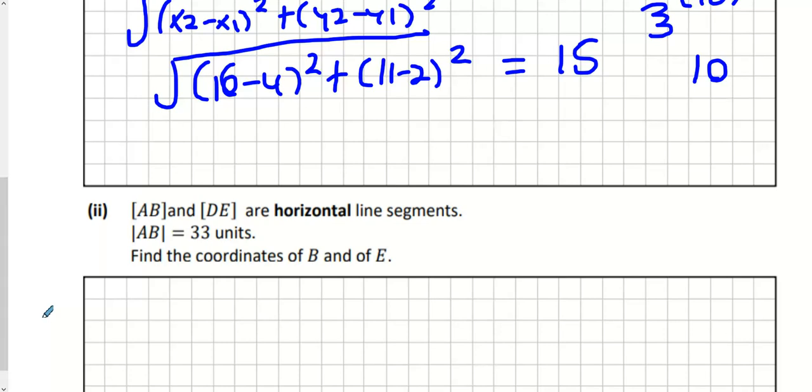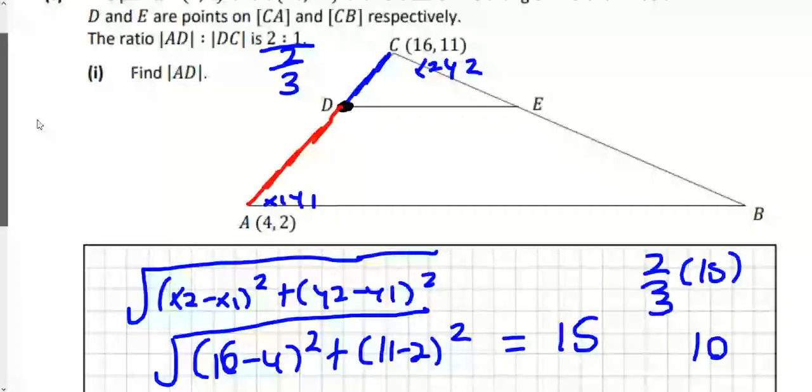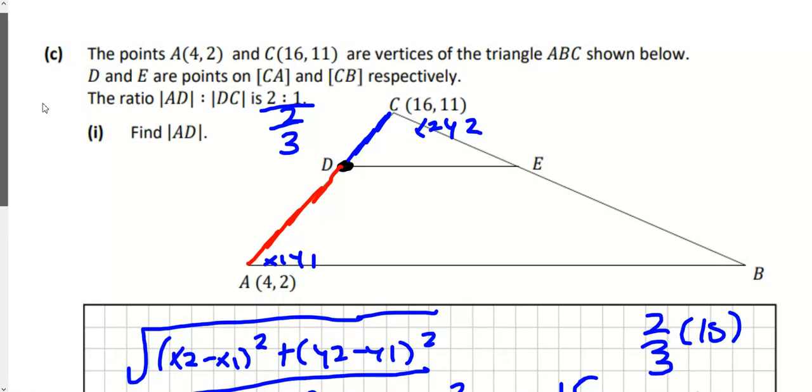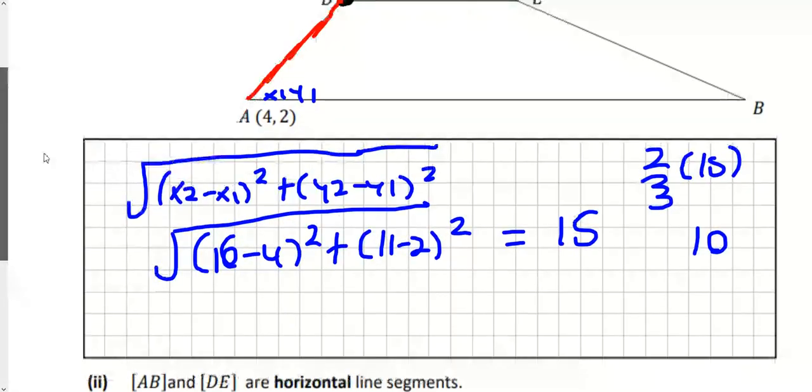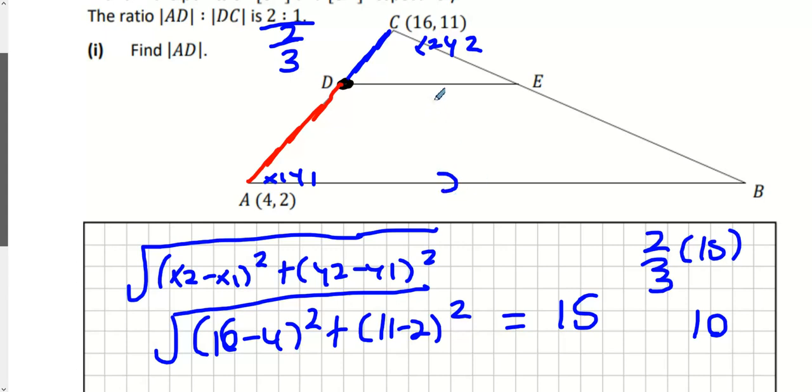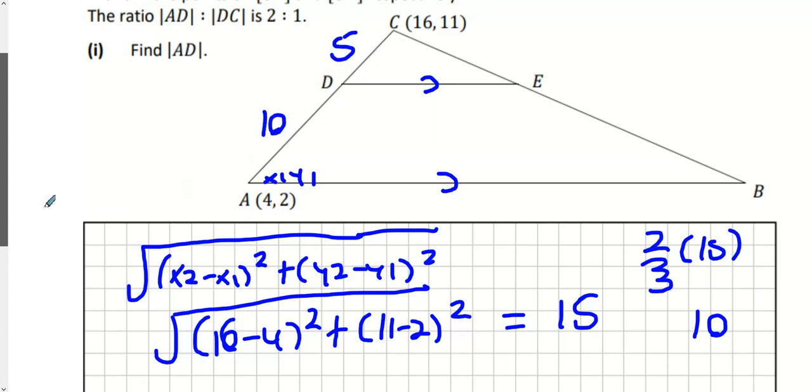Now, AB and DE are horizontal line segments. Means they're parallel to each other, if you will. Okay, and I also have a couple of lengths at my disposal here. I know that that's 10. I know that that's 5.